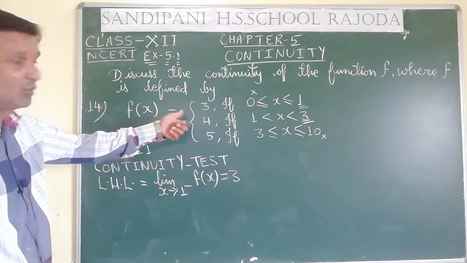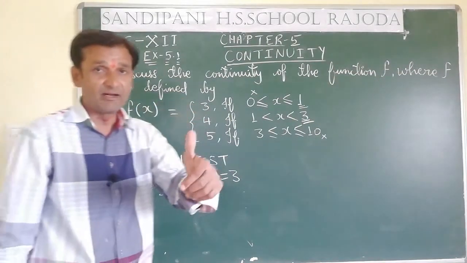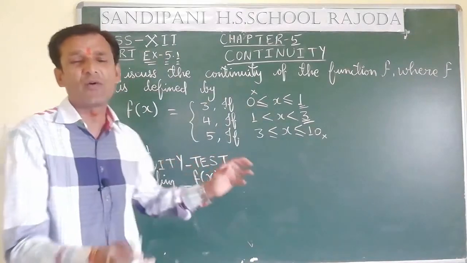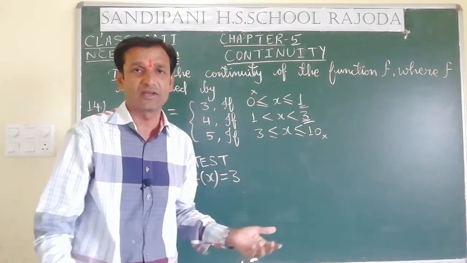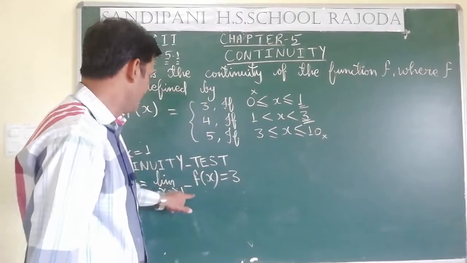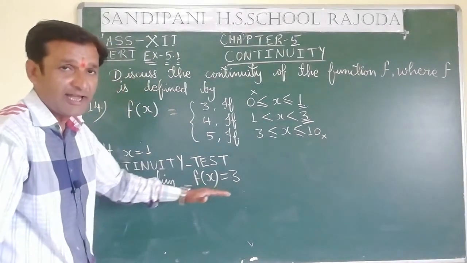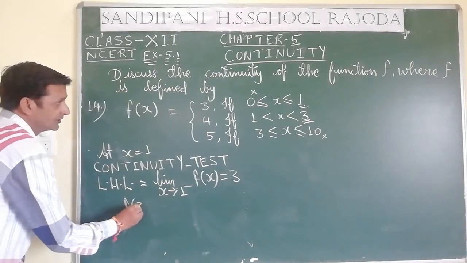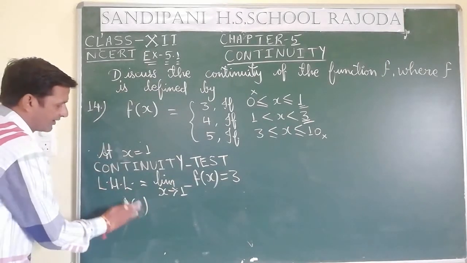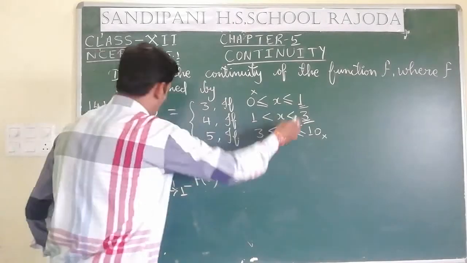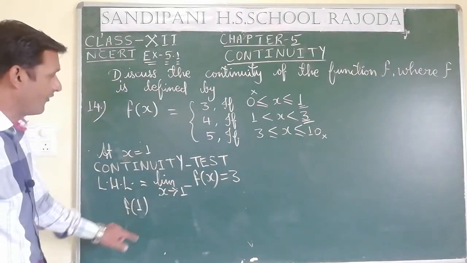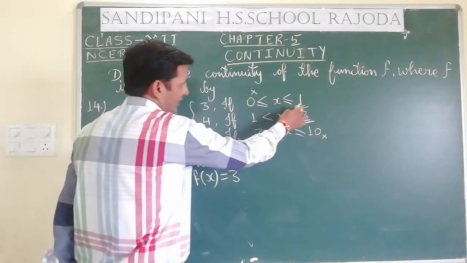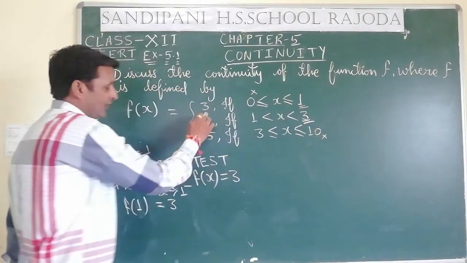There is no variable, so no need to put the value x is equal to 1 minus h or 1 plus h or h, we can say. So here the LHL part is 3 directly. Now f of 1, for equal to 1, because we are discussing it at 1, so f of 1 is also 3. Why is it so? Because for equal to 1 also it is 3 only.